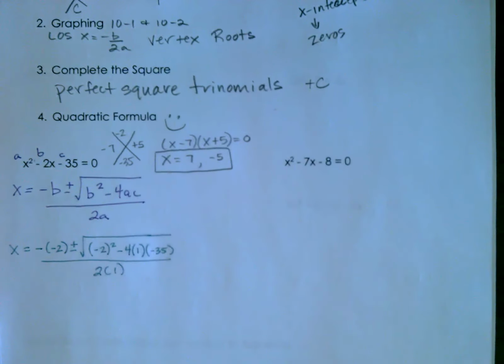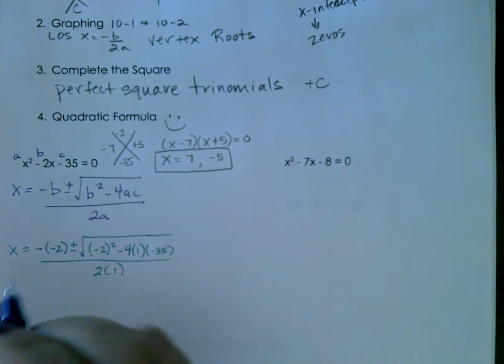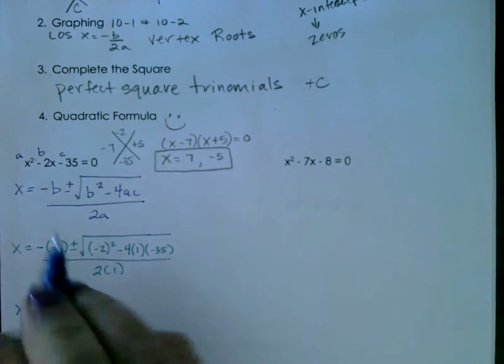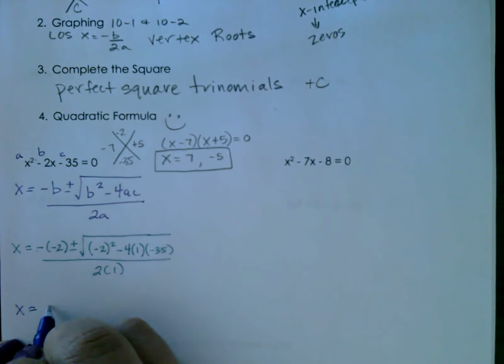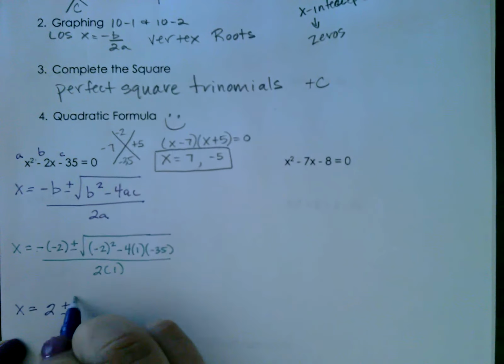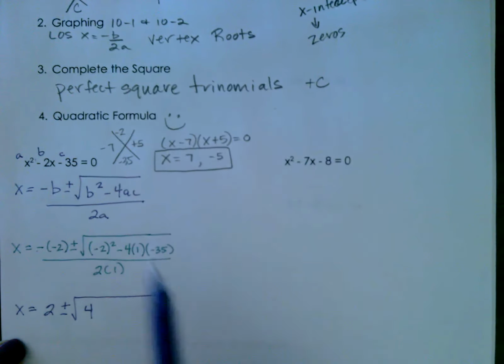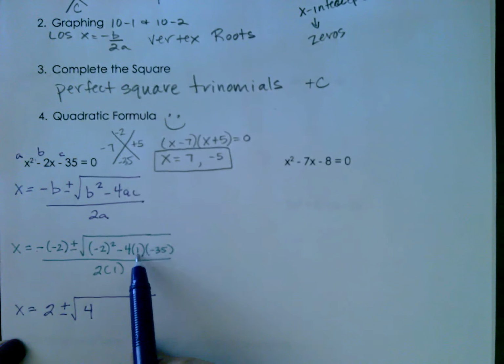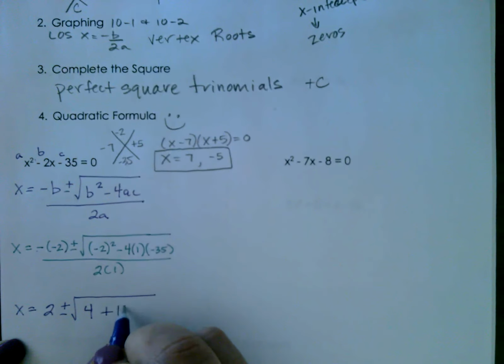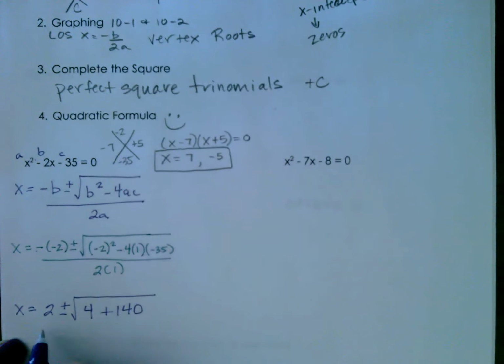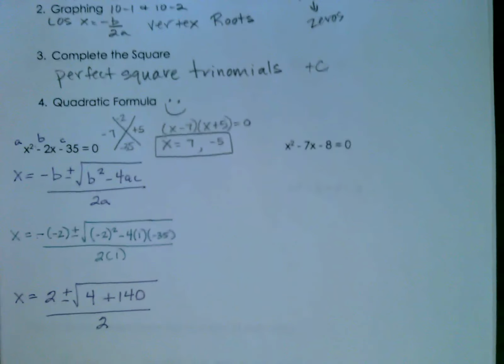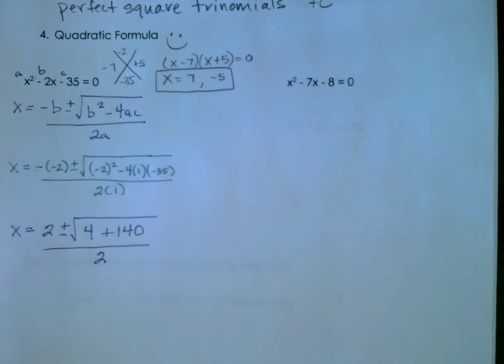I like to just chunk it real slow, break it down. Don't make silly mistakes because we're rushing. Well, we know the opposite of -2 is 2. -2 squared is 4. -4 times 1 times -35 is positive 140, all divided by 2. 2 times 1 is 2.